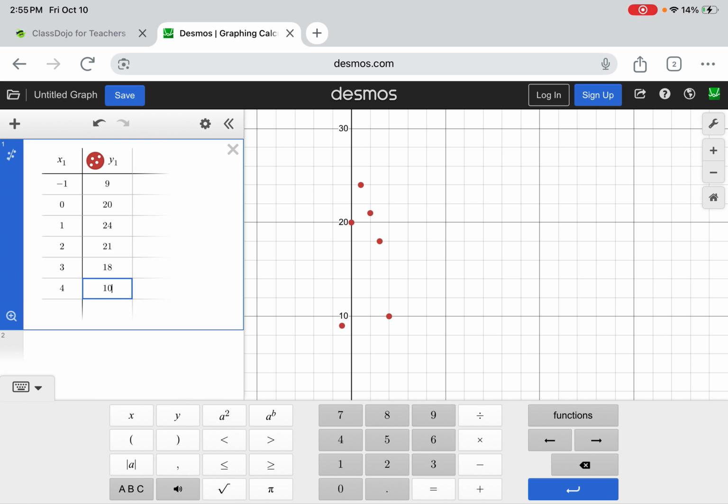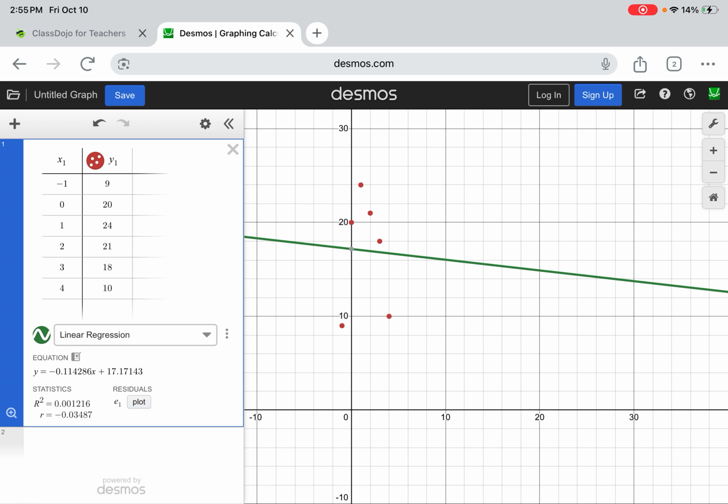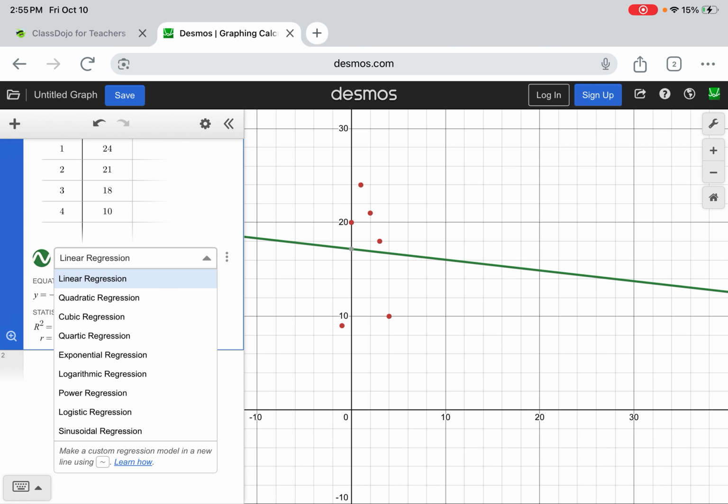Now, to get a regression, all you have to do is you see where the little number 1 is, just below that plus sign, there's a few dots and a line. If you click on those dots and a line, you get a linear regression. Now, this line definitely doesn't represent my points well. But if I click on where it says linear regression, it gives me a drop-down menu.